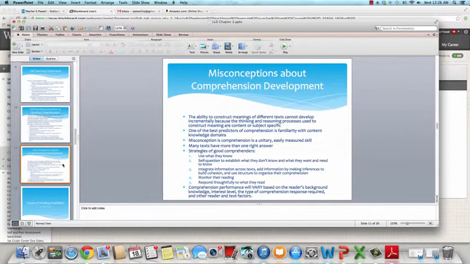So what are some strategies of good comprehenders? How do we know what good comprehenders do? They use what they know.